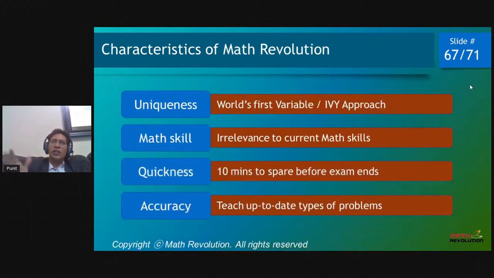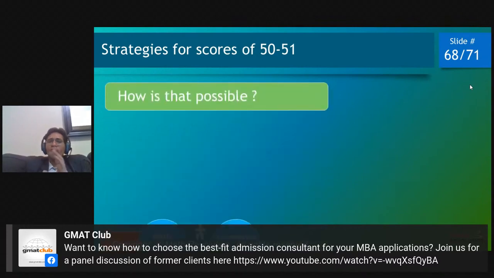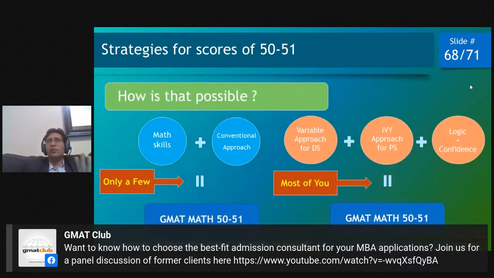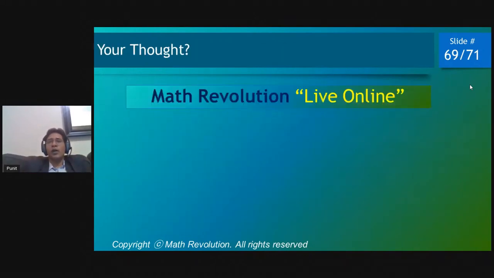Math Revolution has unique approaches. Math skills don't matter; even if you're from a non-math background, you can easily grab it. Quickness: it gives you 10 minutes to spare. Accuracy would always be maintained with this. The 50-51 strategy is pretty simple. Avoid the conventional approach. It's not that you cannot get 50-51 through the conventional approach, but you would require a lot of inputs. So apply the variable approach for DS, the IV approach for PS, your shortcuts, your logic, your confidence, and then get into it. Avoid the fatal errors, avoid the blunders, and you would definitely be on par.